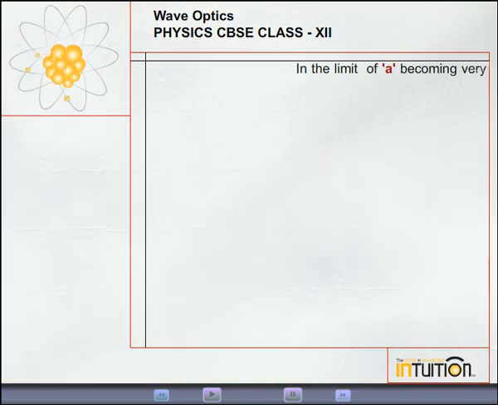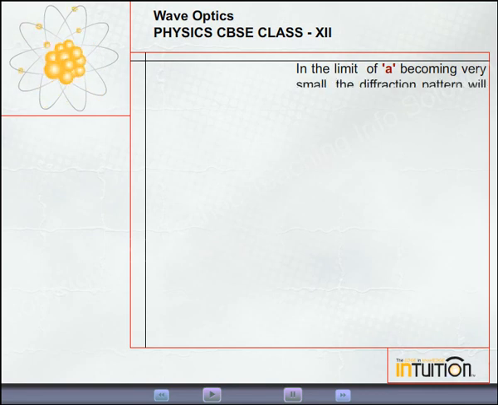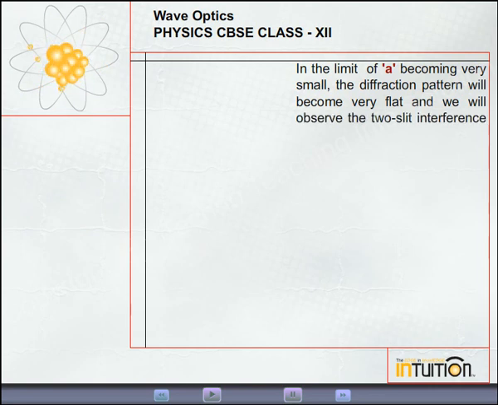In the limit of a becoming very small, the diffraction pattern will become very flat, and we will observe the two-slit interference pattern. Refer to the adjacent figure.